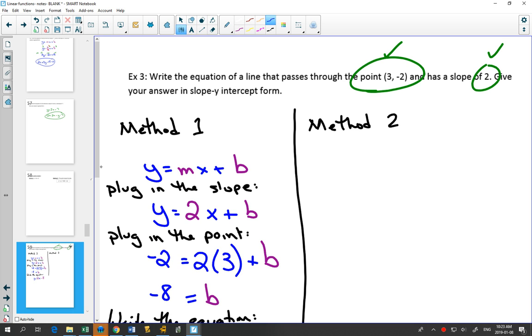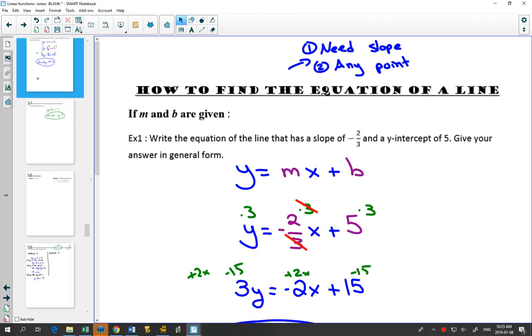Yeah, this question would not be possible if it said, write the equation of a line with a slope of 2 that doesn't pass through the point. Well, that doesn't help us. We know what line it isn't, but we can't possibly find out what line it is. So again, if we go back to the very beginning of our notes, what we wrote right at the beginning, how to find the equation of a line, you need these two things. You need slope and any point.